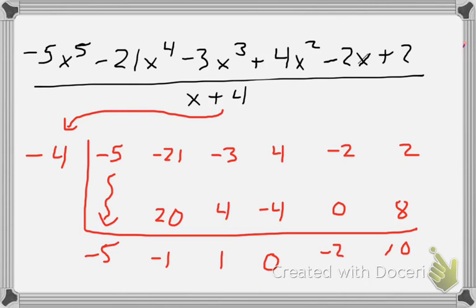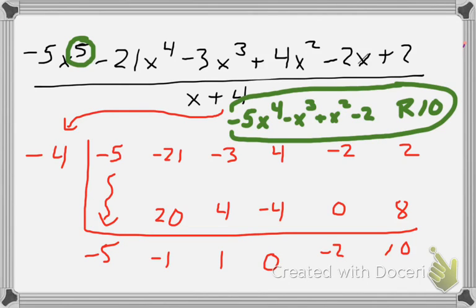The other numbers are the coefficients of the answer, starting 1 degree less than the problem. So we're going to start with a degree of 4. And so our answer is negative 5x to the 4th minus 1x to the 3rd, which we don't write the 1, plus 1x squared, we don't write the 1. Then we have a 0x, which we don't have to write that term at all. Anytime you have a 0 coefficient, you don't have to write that term at all. Then minus 2, remainder 10. That's the way to write that answer.